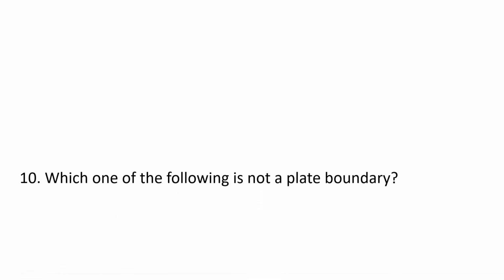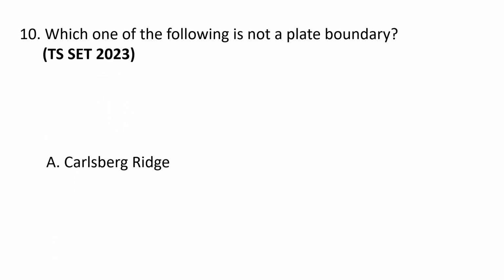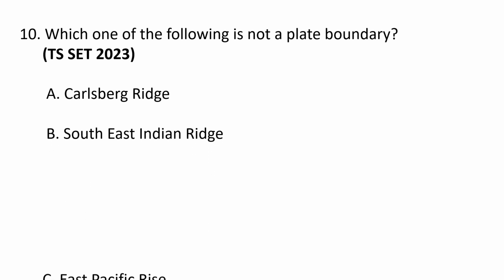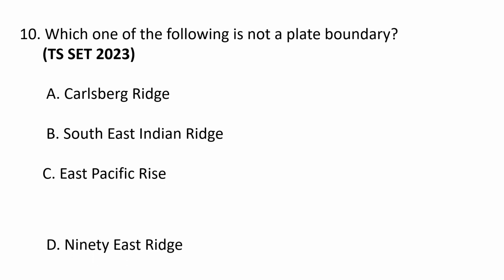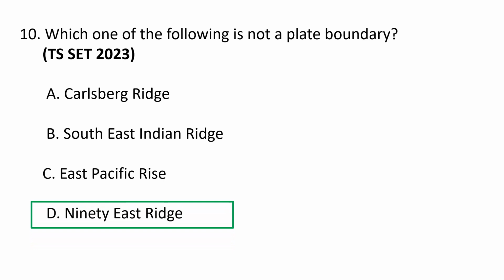Next question. Which one of the following is not a plate boundary? The options are A. Carlsberg Ridge, B. Southeast Indian Ridge, C. East Pacific Rise, and D. 90 East Ridge. So 90 East Ridge is not a plate boundary. 90 East Ridge is a mid-oceanic ridge on the Indian Ocean floor, and it is named for its near parallel strike along the 90th meridian at the center of the eastern hemisphere. So 90 East Ridge is not a plate boundary. It's an oceanic ridge.